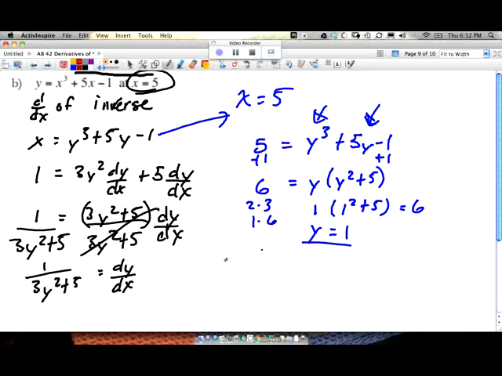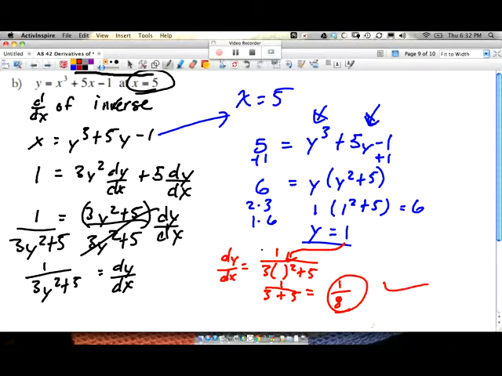Alright, let's do third stage here now. So dy/dx equals 1 over (3y squared plus 5). But we know that y equals 1. So this is going to be 1 over (3 plus 5), which equals 1/8. So there's a slope. That's it. Check, check, done. Let's do another one.